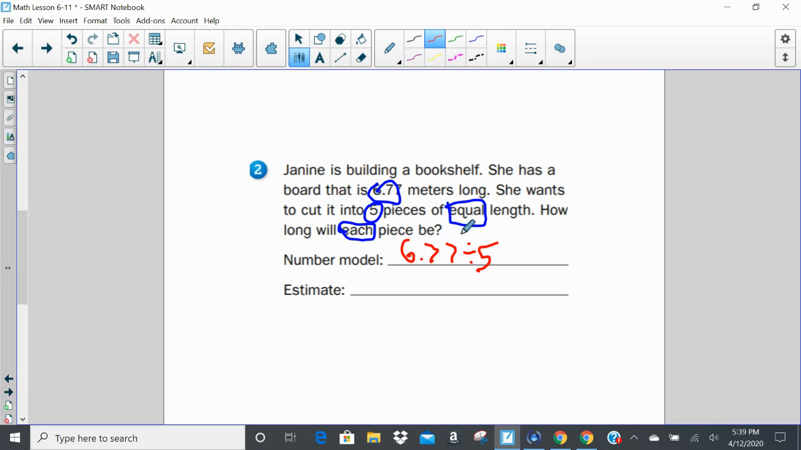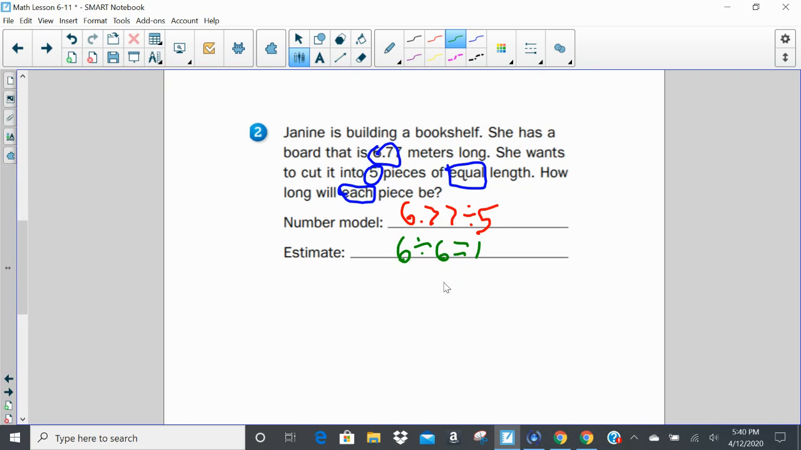So let's go ahead and estimate here. This estimation is going to be a little bit tricky, actually. 6.77. Actually, I can round to 10 if I want, but you know what? 6 and 5, those are pretty close. 5's close to 6, so I'm just going to round that 6.77 down to 6, and then 5 up to 6, and I'm going to get an answer of 1 for my estimate. Our estimate's going to be 1, so our answer should be close to 1.